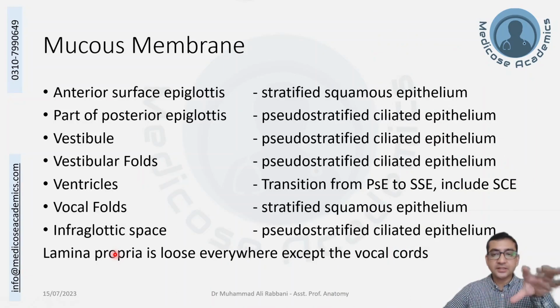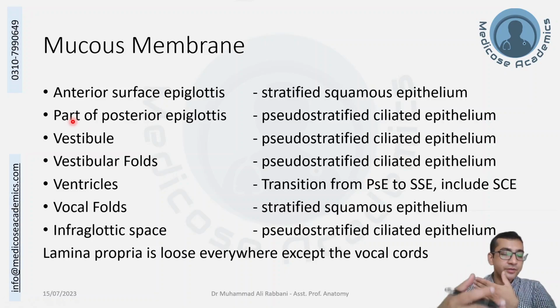I'm not going to discuss this in detail, but this is a slide regarding the type of epithelium that is covering each part. This is basically a topic of histology, but we were discussing the larynx, so I said why not. The anterior surface of the epiglottis has an epithelium like the oral cavity, stratified squamous epithelium. The posterior surface is mostly like the respiratory system, pseudostratified ciliated columnar epithelium.